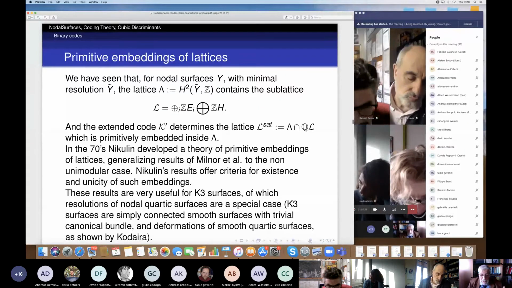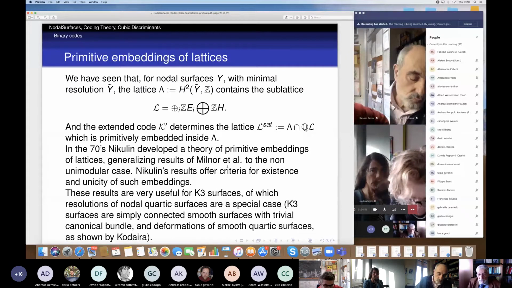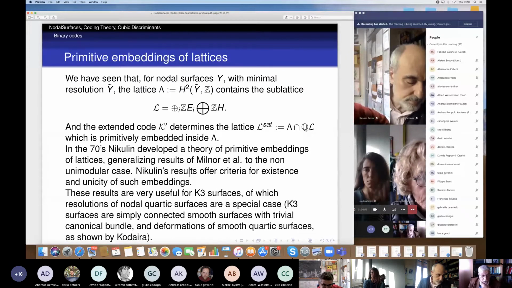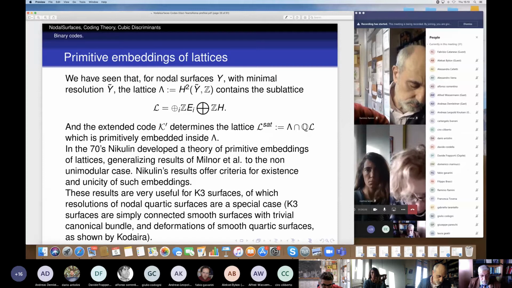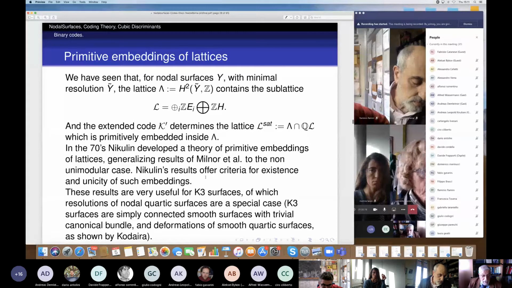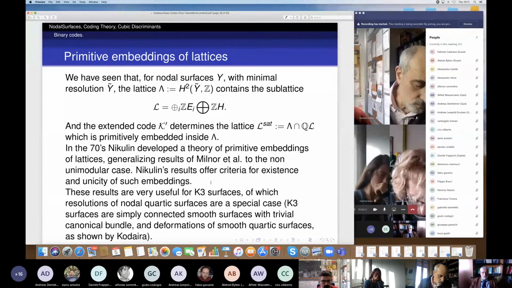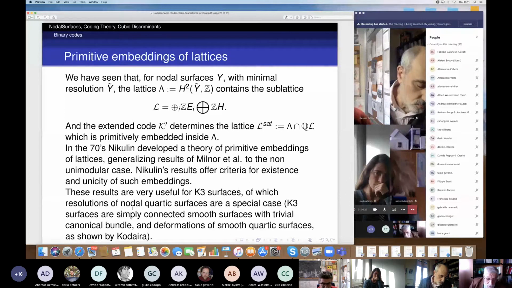He generalized results of Milnor and others. Milnor, for topological applications, studied unimodular quadratic forms. Non-unimodular ones were treated by Nikulin, and he described a theory of primitive embeddings of lattices. These results offer criteria for existence and uniqueness of such embeddings. Now, these results are very useful for K3 surfaces, of which resolutions of nodal quartic surfaces are a special case.